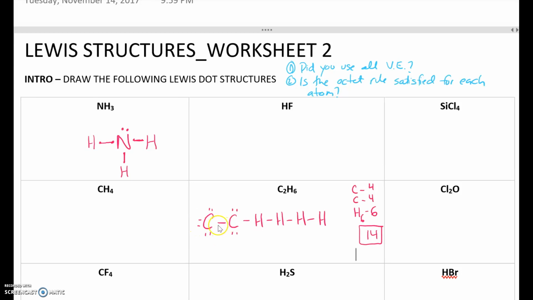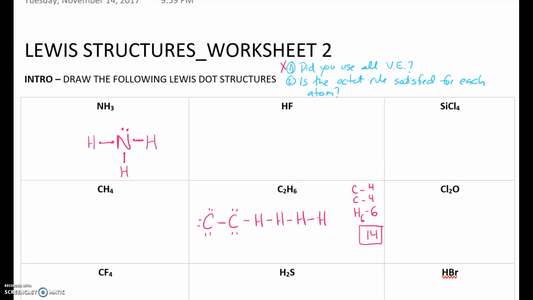Remember, these lines, these covalent lines, represent 2 electrons. 9, 10, 11, 12, 14, 16, 18, 20. Okay, so I definitely have not fulfilled this rule. So just right there, I know this structure is incorrect. I need to go back to the drawing board and I gotta draw something different.